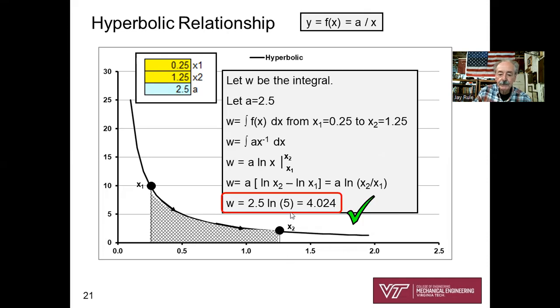Okay, and so now we just jam in a, natural log of 1.25 over 0.25. That's just 5, natural log of 5. So now calculator work, natural log of 5 times 2.5 is 4.024, and we've got a numerical result. Make sense? You're going to be doing this over and over and over again in thermodynamics class.